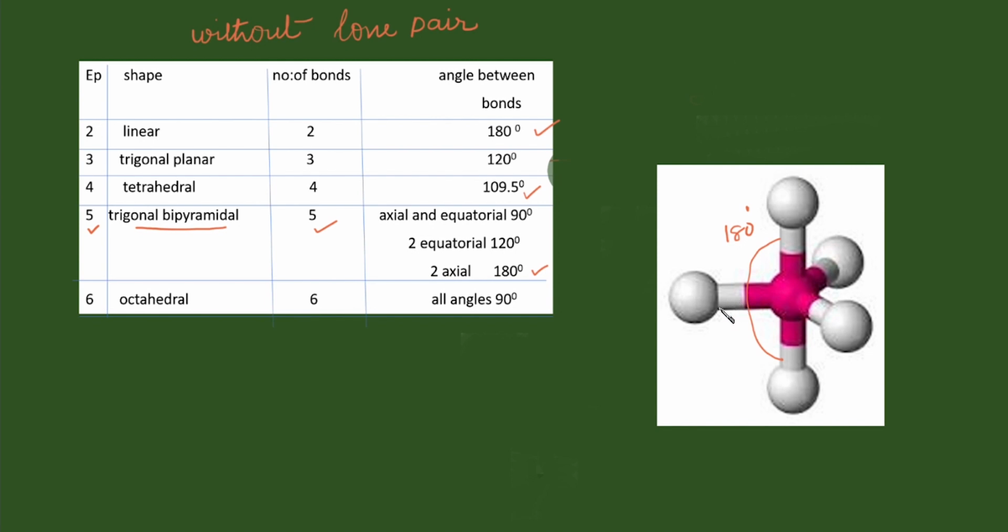If you consider 2 equatorial bonds, this one and this one, or this one and this one, or this one and this one. For convenience, I will take these two. The angle between these two is 120 degrees. This is one axial bond and this is one equatorial bond. The angle between any two axial and equatorial bond is 90 degrees. Okay, I hope it is clear.